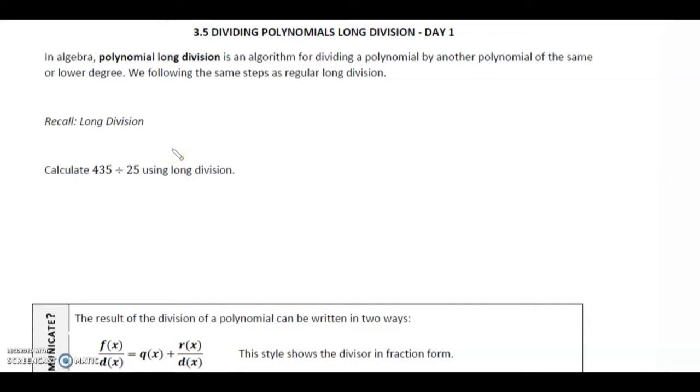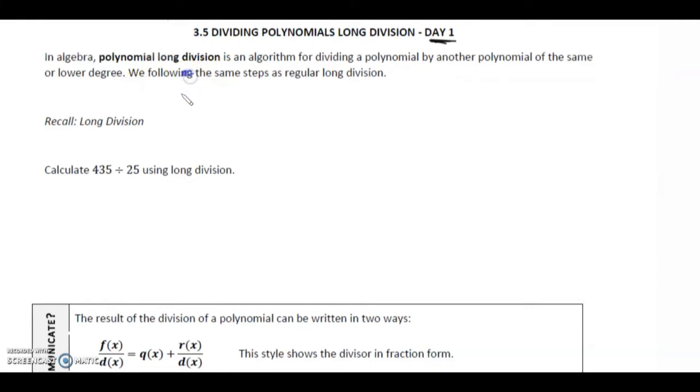Okay, 3.5, dividing polynomials. We're going to first look at long division, okay? So today's going to be long division, tomorrow's going to be synthetic. So in algebra, polynomial long division is an algorithm for dividing a polynomial by another polynomial of the same or lower degree.